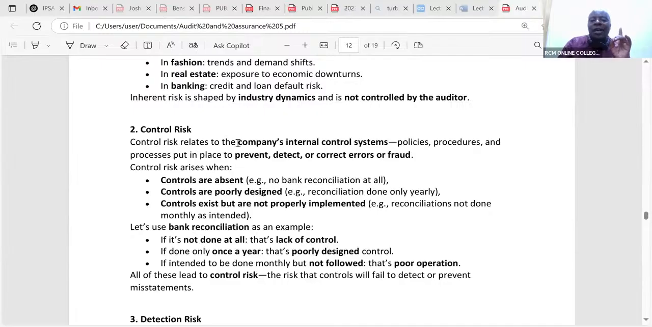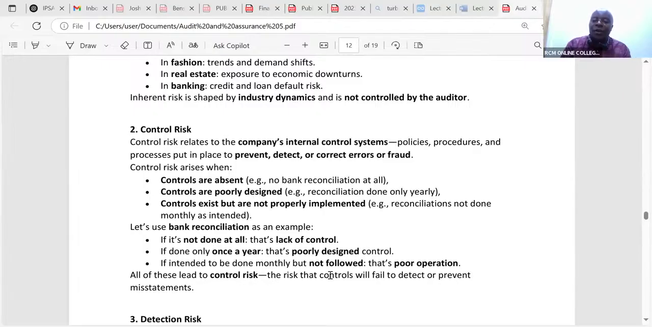Control risk relates to the company's internal control systems, the policies, procedures, and processes put in place to prevent, detect, or correct errors or fraud. Control risk arises when controls are absent, when controls are poorly designed, or when controls exist but are not properly implemented. All of this leads to control risk: the risk that controls will fail to detect or prevent misstatements.